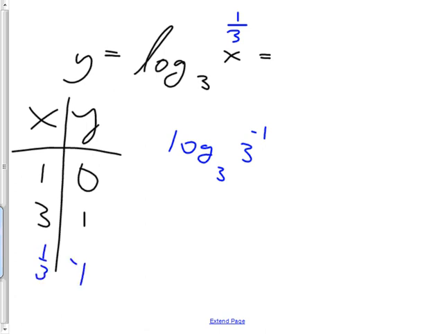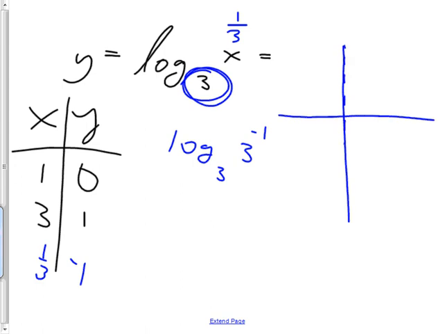Now think about this. Isn't this graph going to be insanely close to the last graph we just did? Why? Are all logs really, really close to each other? This was a 3 this time. What was it last time? 2.7. It's going to be pretty much the same graph. So hopefully it looked a lot alike.